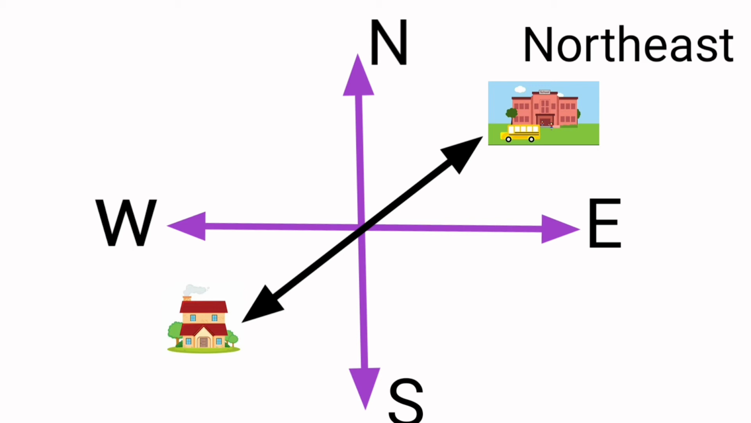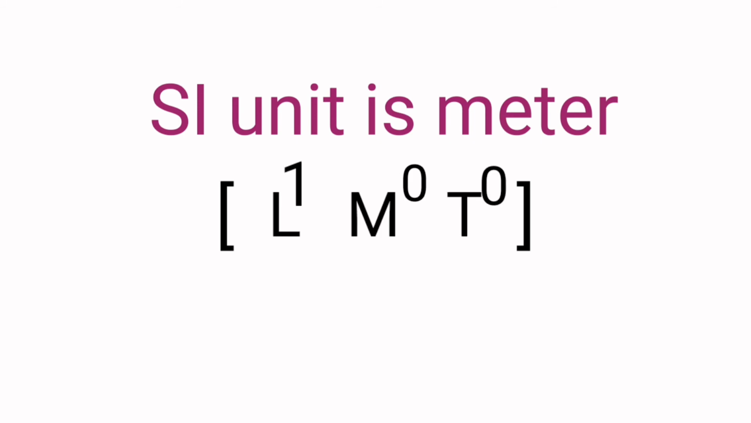Distance and displacement both are measured in meter. Meter is the SI unit of both the quantities. Hence, we can write the dimension of distance and displacement is L1 M0 T0.